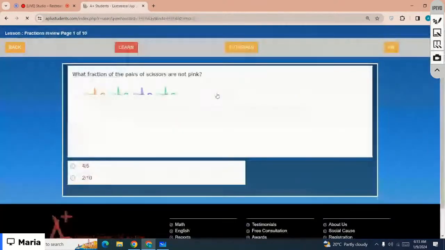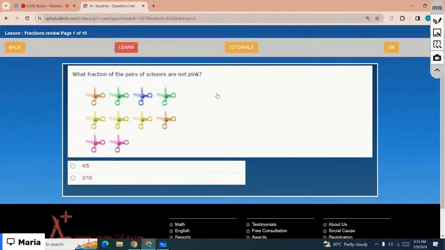What fraction of the pairs of Caesars are not pink? Not pink, right? What fraction of the pairs of Caesars are not pink? Which is the correct option?